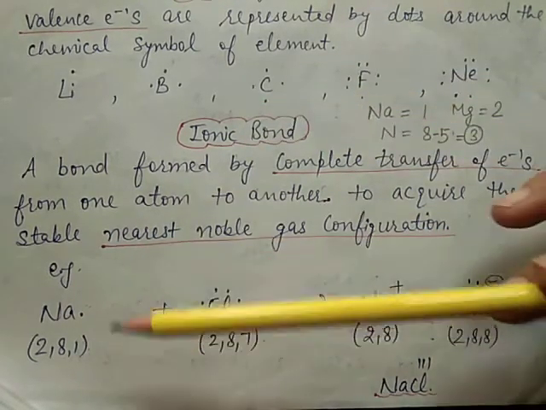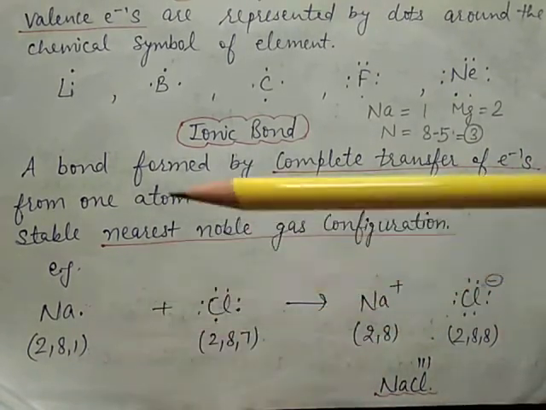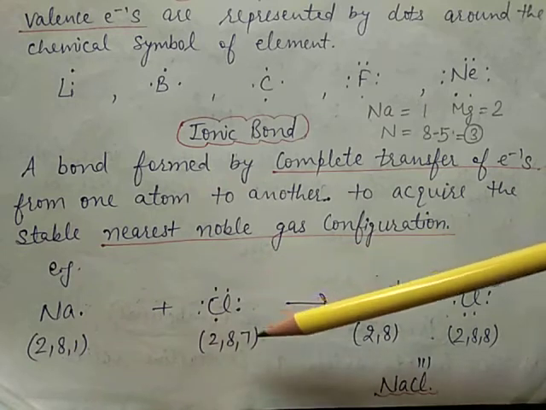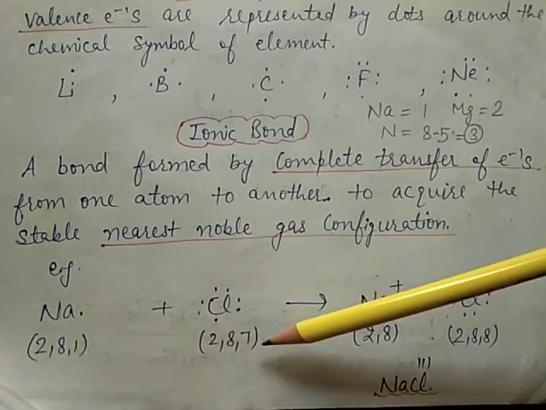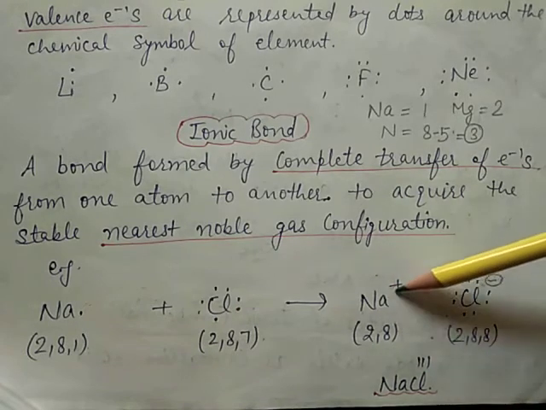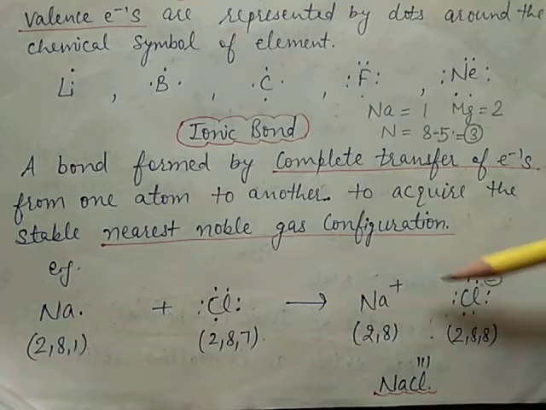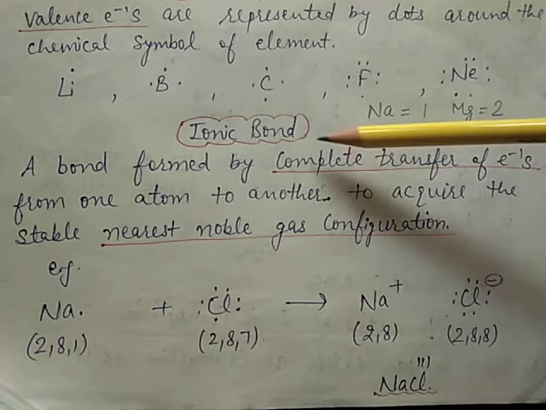Here we take the example of NaCl. Sodium has one extra electron, and it is accepted by the chlorine atom, and it will form a stable configuration and become stable. Sodium has a +1 charge and chlorine has a -1 charge, and the bond formed between these positive and negative ions is called an ionic bond.